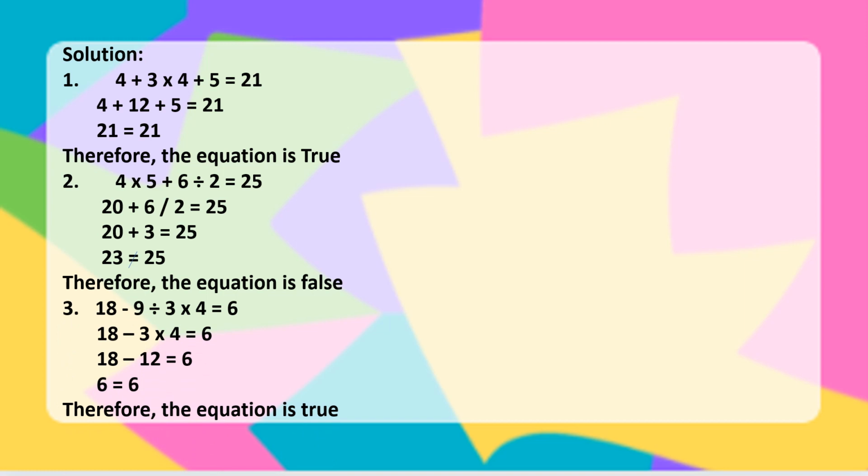Let's go to number 3. 18 minus 9 divided by 3 times 4 is equal to 6. 18 minus 3 times 4 is equal to 6. Then, we need first to solve multiplication or subtraction. Okay, we need to multiply first. So, 3 times 4 is 12, and then get the difference. 18 minus 12 is 6. So, therefore, it is equal. So, the equation is true.